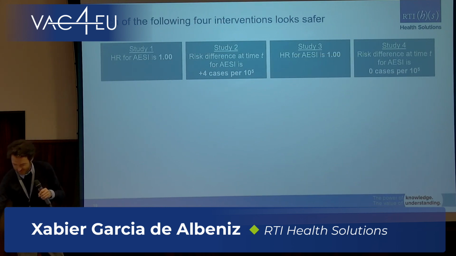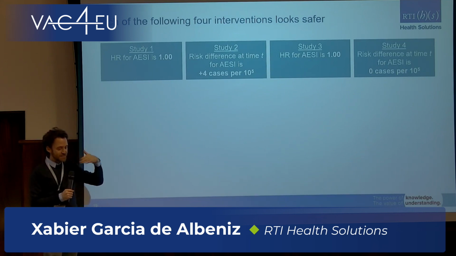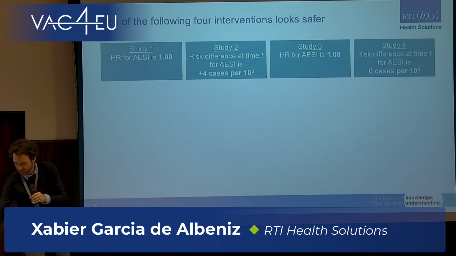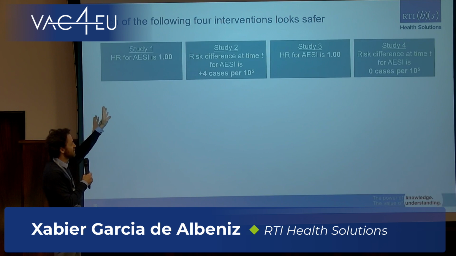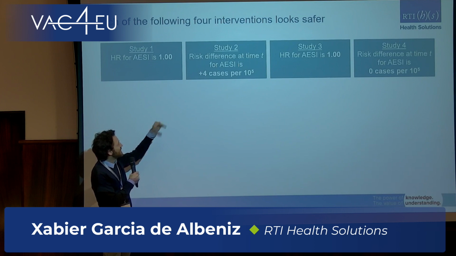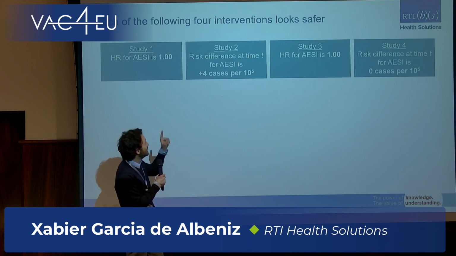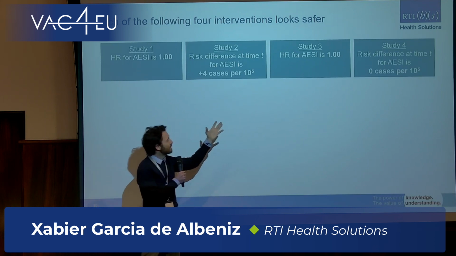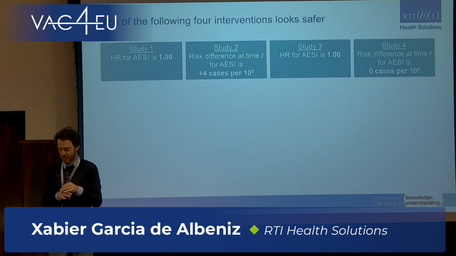So, let me ask you a question. Imagine you have four studies, and investigators in each study used a different design, and you get these results. Study 1, the hazard ratio for the AESI is 1.00. Study 2, they give you a risk difference at time t, which is an excess of 4 cases per 100,000 individuals. Study 3 gives you a hazard ratio of 1, and study 4 gives you a risk difference at time t of 0 cases per 100,000 individuals.